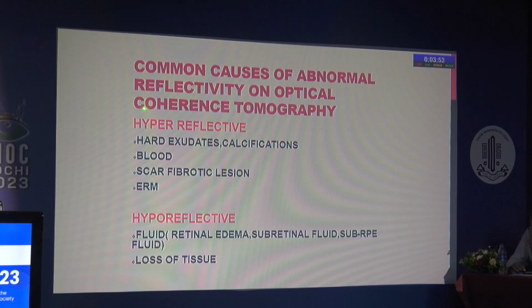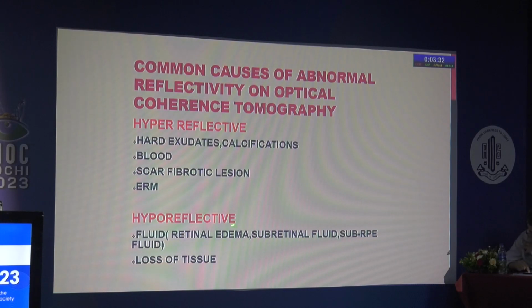So a common cause of abnormal optical coherence tomography is hyperreflectivity. Whenever the light finds an obstruction, it will come back, and that is what the machine catches. So hard exudates, calcification, blood, scar, and epiretinal membrane will reflect the light waves. We are all aware of how reflective the ERM becomes on OCT.